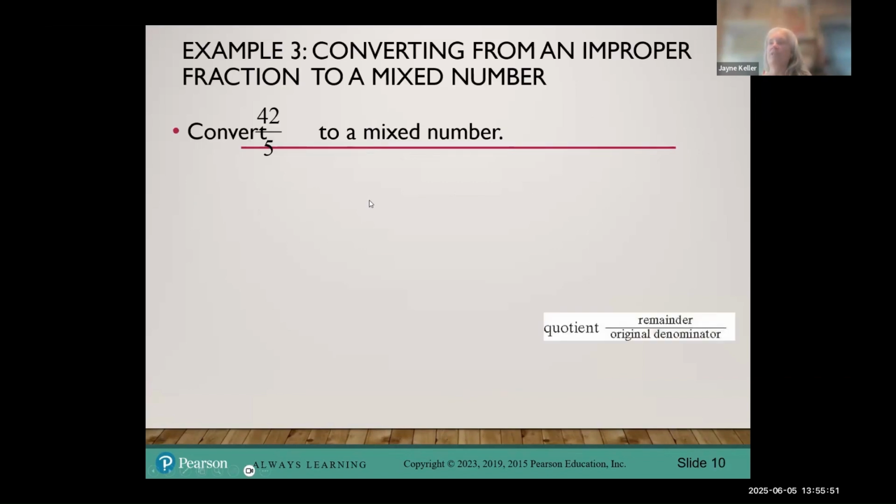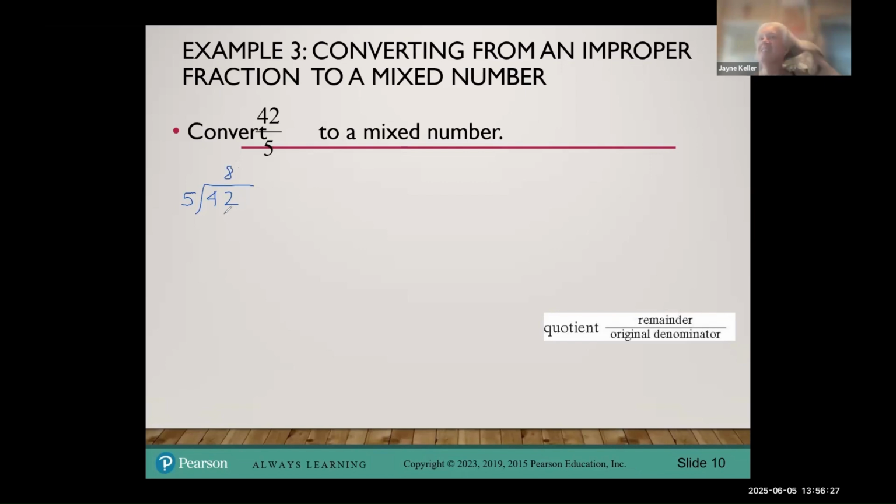Okay, so if we have 42/5, we're going to divide 5 into 42. I like to use long division for this. Do you remember how many times 5 goes into 42? I'm pretty confused because I have not done long division in a long time, and I think that's where I'm getting confused. I read over the textbook, so 5 goes into 40, like 7 or 8 times, right?